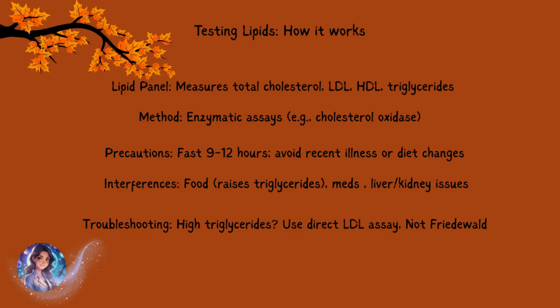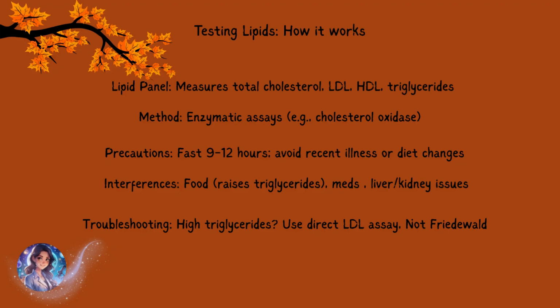Testing lipids, how us MLS detectives figure it out. So in the laboratory we run lipid tests to spot heart disease or DKA risk. What we measure in a lipid panel: we check total cholesterol, the HDL, which is the good cholesterol, and LDL, the bad cholesterol, which is carried by which apolipoprotein? ApoB100, right. And triglycerides, which store our energy.